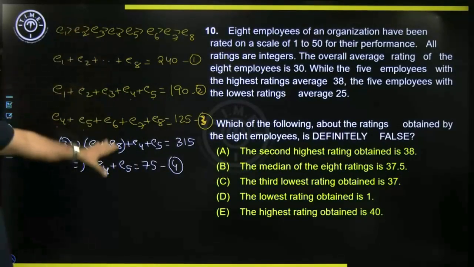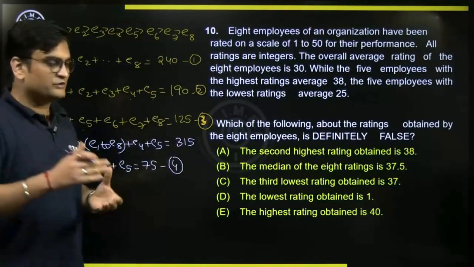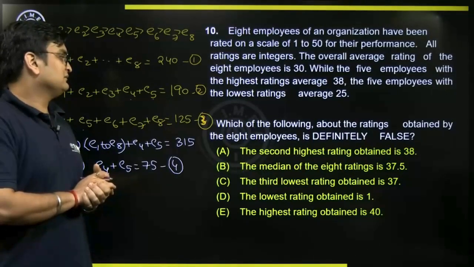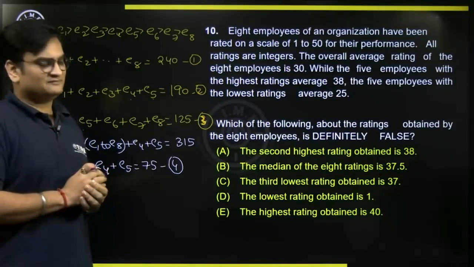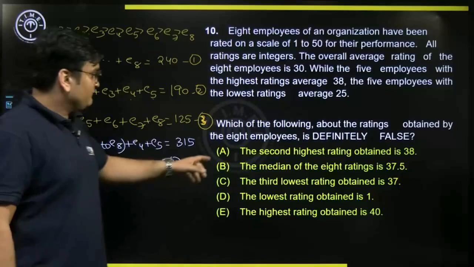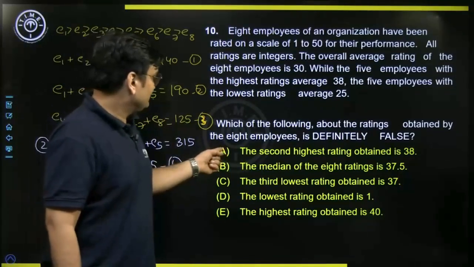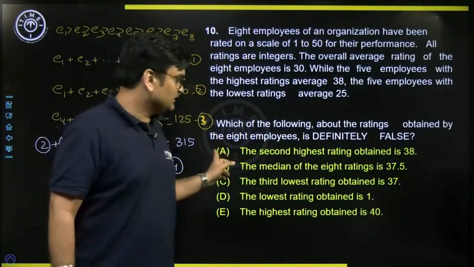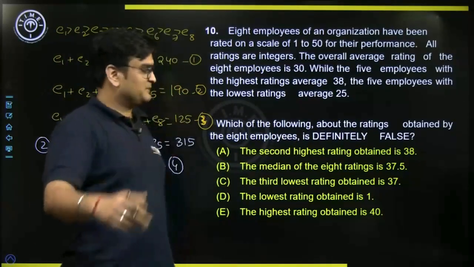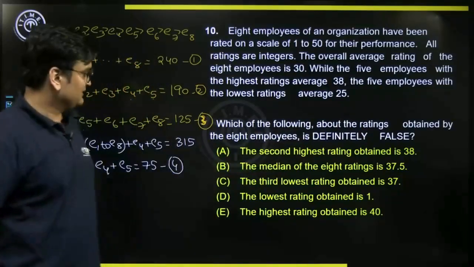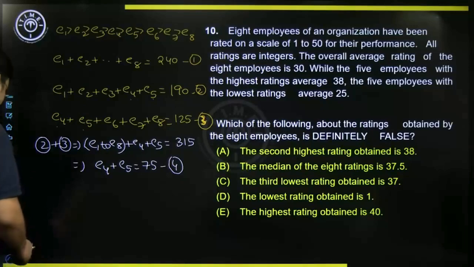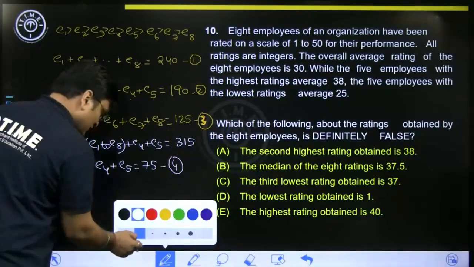Now, based on these conditions, let's go to the options one after the other. The second highest rating obtained is 38. So, is it false? We have to check. That means we have to just check, is this possible? If this is possible, this is not my answer, because I want an option which is definitely wrong, impossible. Is this possible or not? Let's check. Second highest is 38. That means E2 is 38. Can E2 be 38? Let's try to do some hit and trial here.